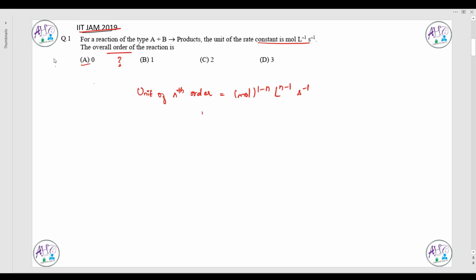First we'll put n equal to 0. So now this is going to be mole^(1 minus 0) L^(0 minus 1) second inverse. This is going to be the correct answer: mole liter inverse second inverse. So this is your zero order reaction. So option A is the correct answer.